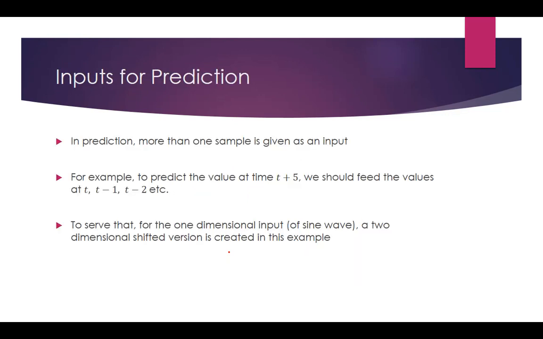In general, it is always better to use more than one input sample to predict some values in future. For example, you may want to predict something 5 steps ahead, and you may think about using only the present value, but it is always better to use the previous value and the value before that and some more values before that. To serve that purpose, the one-dimensional input vector is converted into a two-dimensional shifted matrix.